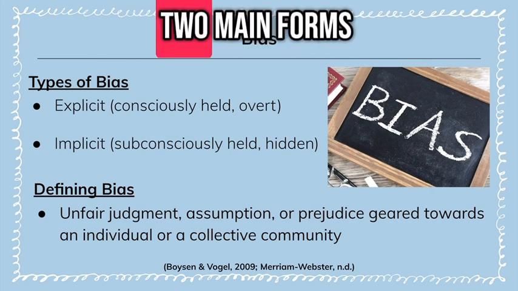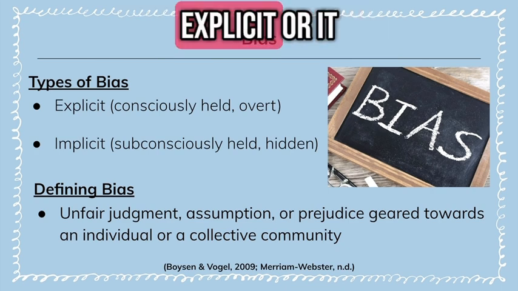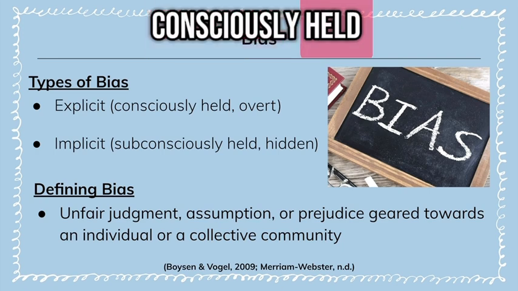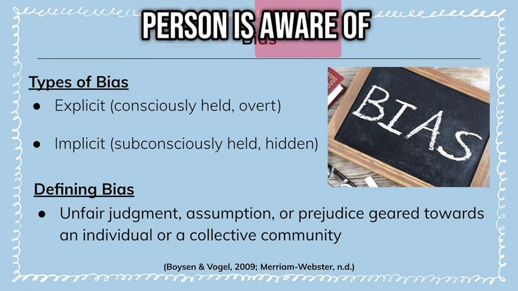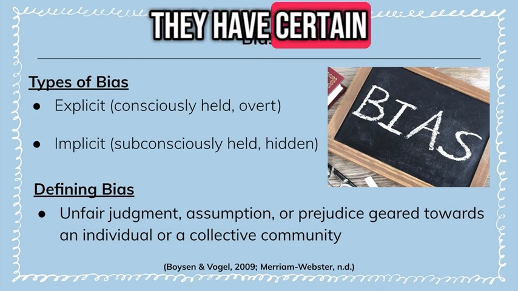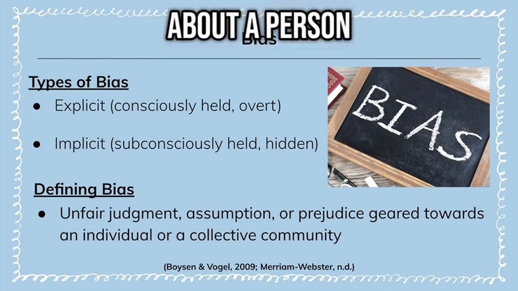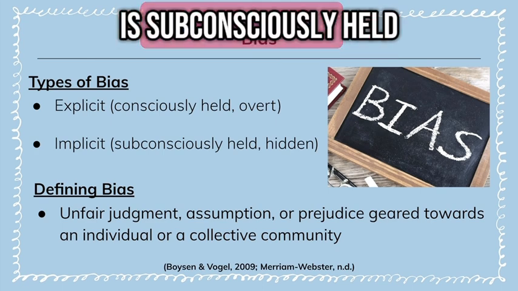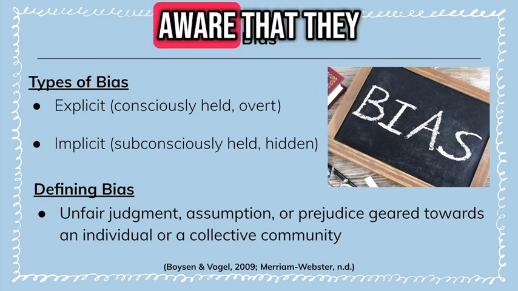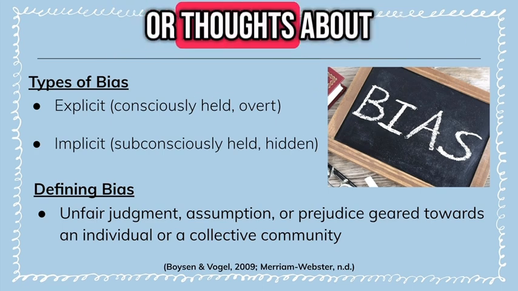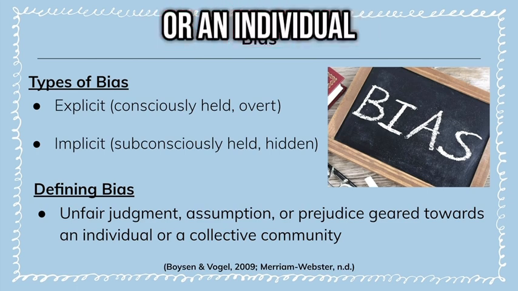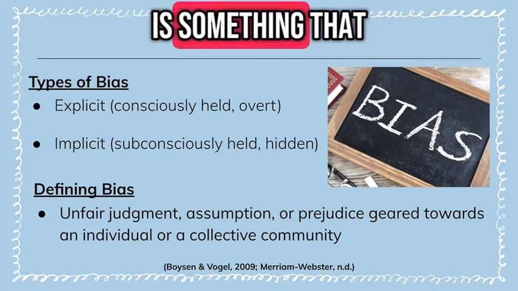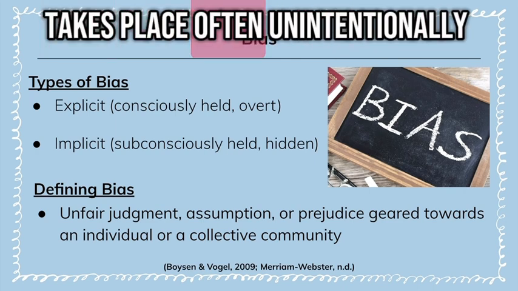Bias comes in 2 main forms. Bias is either explicit or it is implicit. Explicit bias is consciously held, meaning that a person is aware of or knows that they have certain attitudes or thoughts about a person or a group. Implicit bias, however, is subconsciously held, meaning that a person is not aware that they have certain attitudes or thoughts about a group or an individual. Explicit bias often has intention, whereas implicit bias is something that takes place often unintentionally.